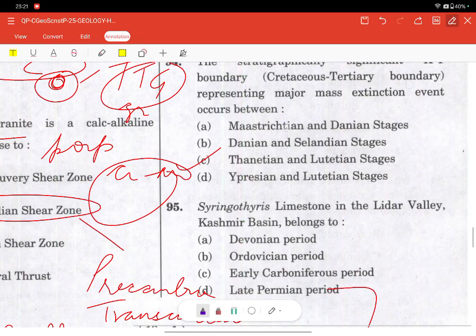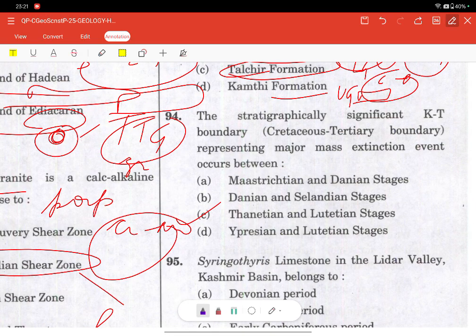Now coming to the 94th question. The stratigraphically significant KT boundary represents a major mass extinction event between what? It represents the major mass extinction between the Maastrichtian and Danian stage. This question arises from chronostratigraphy and tests the ability to place mass extinction events at correct stage boundaries. Maastrichtian is the last stage of the Cretaceous and Danian is the first stage of the Paleogene. So the boundary between them marks the end-Cretaceous mass extinction.